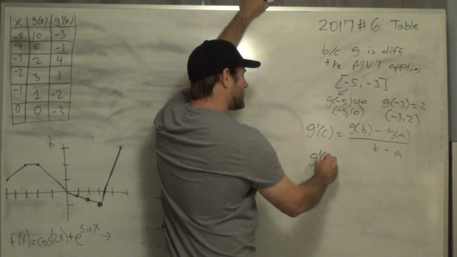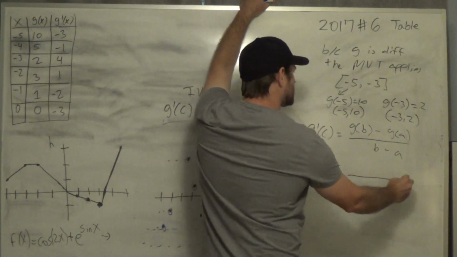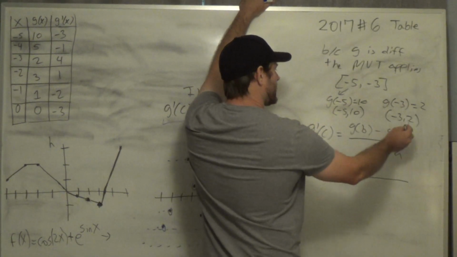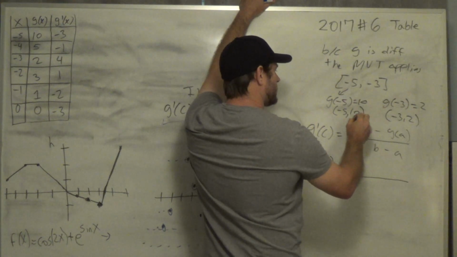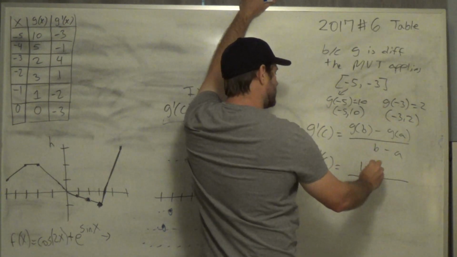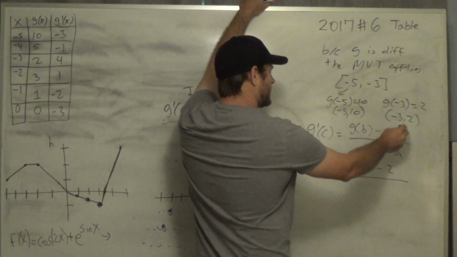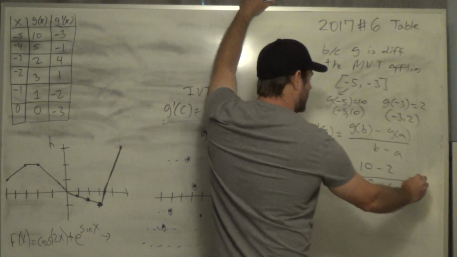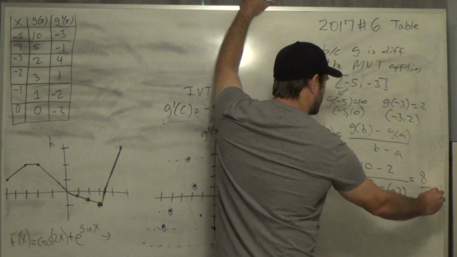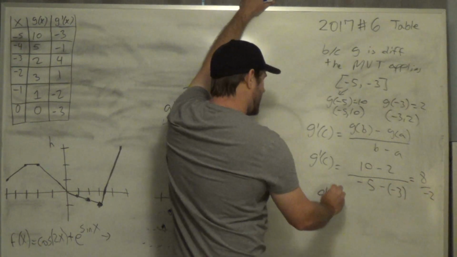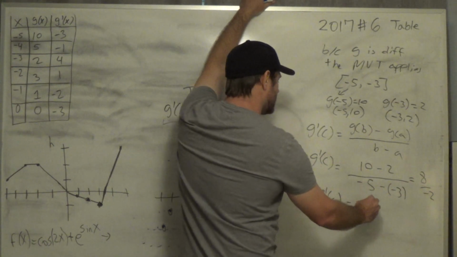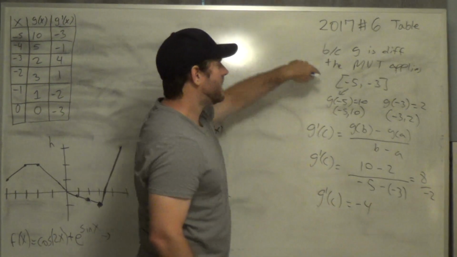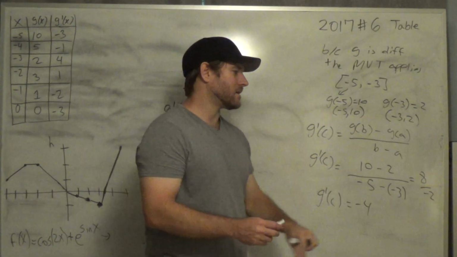So the mean value theorem says let's find the slope through these endpoints. So we're going to subtract the y's on top. So let's just go this way. We'll do 10 minus 2. And then the x's are on the bottom. Negative 5 minus negative 3. And you'll see here you get 8 over negative 2. And 8 divided by negative 2 is negative 4. So by the MVT, we're guaranteed it works.